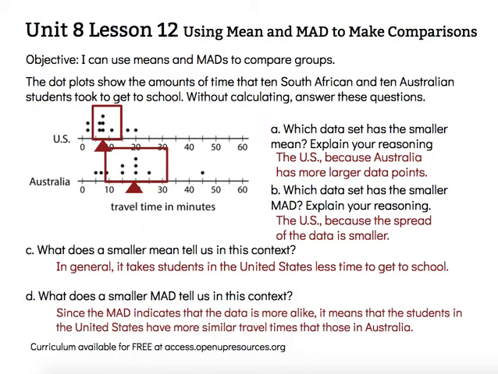So maybe this is a group of 10 students that live in an urban area of the United States, and maybe it's a group of 10 students that live a little further out in a less urban place in Australia, where it's more rural and the people live further away from each other and the school in general. Again, the objective says I can use means and MADs to compare groups. So I can see how the center can tell us more about the data and how the mean absolute deviation can tell us more about the data and the population that we're working with.